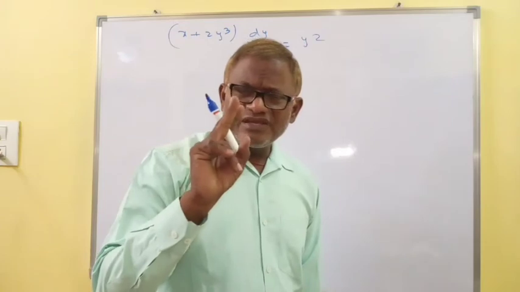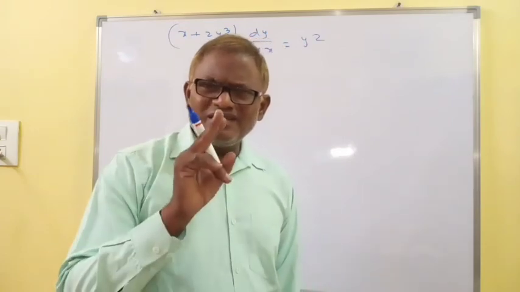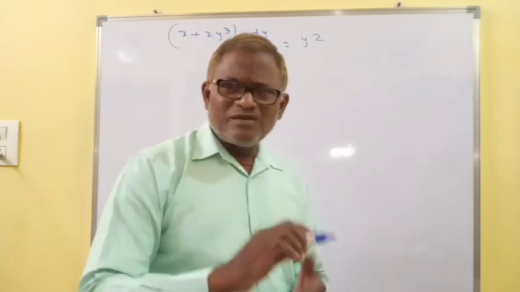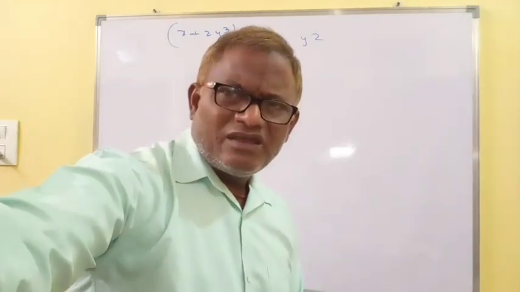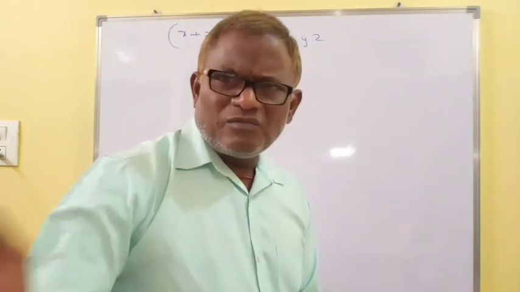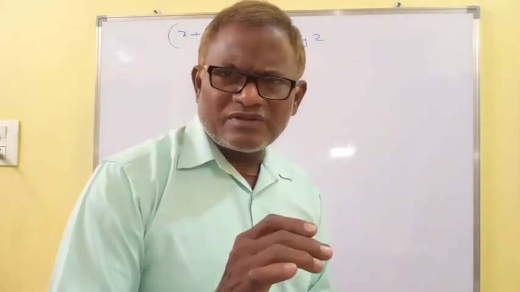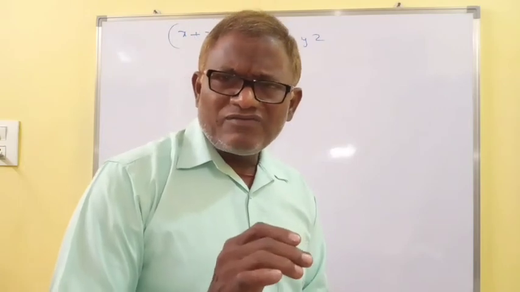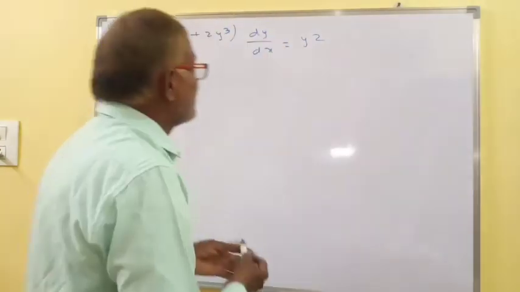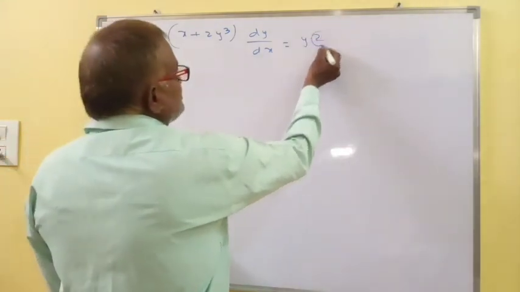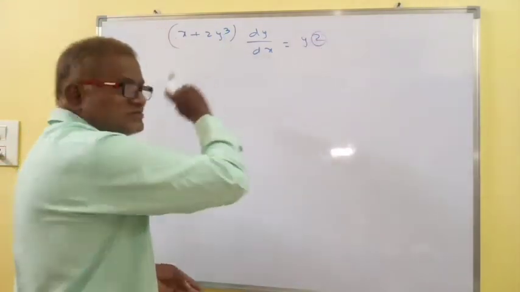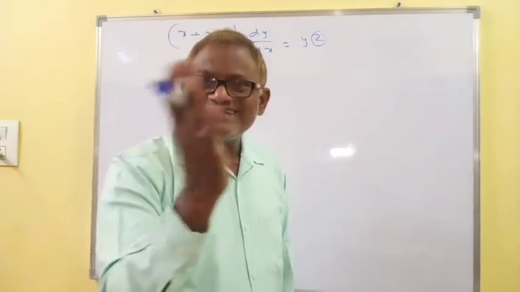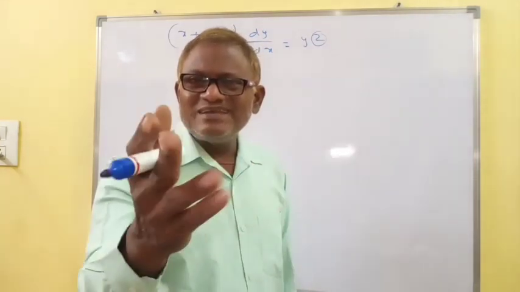Just one thing you should remember: linear in y means the power of y must be 1 only. Remember this one. You see here the power of y is 2, the power of y is 3. So this is not linear in y. That means the other one is only linear in x.